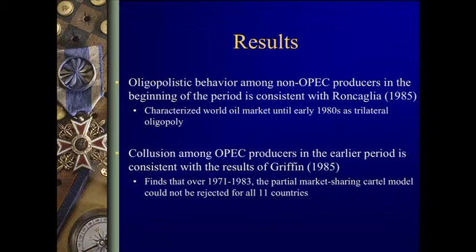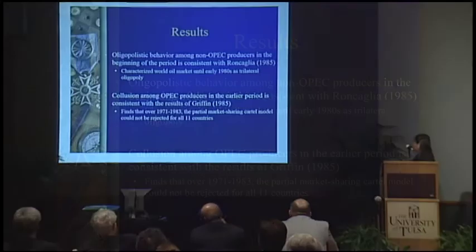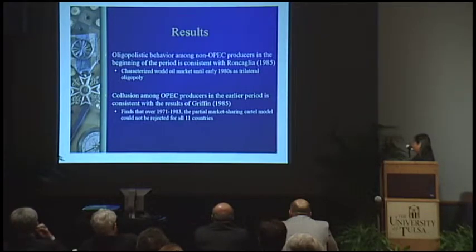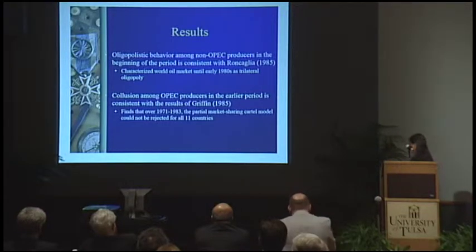So he anecdotally thought, and had evidence, that the world oil market was oligopolistic, and my results are consistent with that. And my result that there's collusion among OPEC producers in the earlier period is consistent with the results of Griffin in 1985, who finds that over the time period 1971 to 1983, the partial market sharing cartel model could not be rejected for all 11 countries.